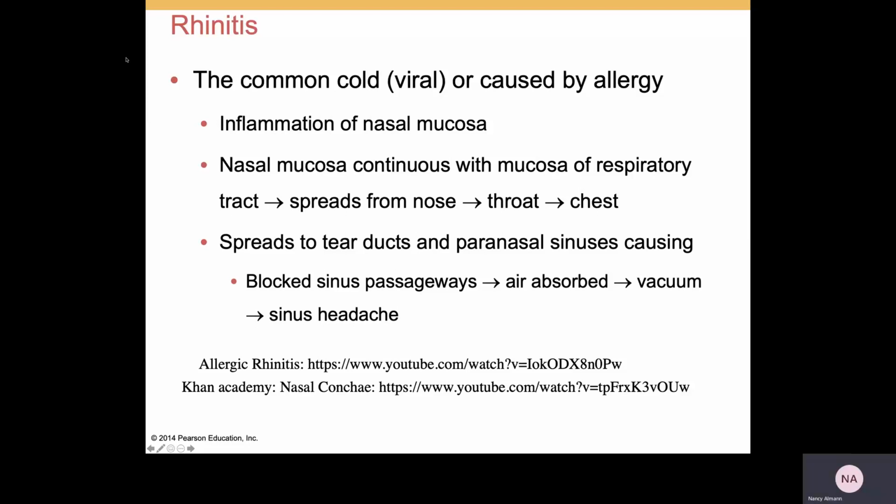It also may or will spread to your tear ducts and your paranasal sinuses, which means what we just talked about: blocked sinus passageways, air absorbed, vacuum in your head, and a sinus headache. Totally not fun.